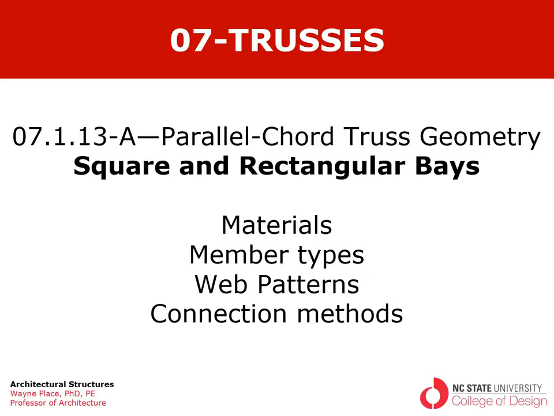We're going to deal with materials. We'll occasionally touch on wood, but by and large, we're going to deal with steel because steel works really well, both in tension and compression, and lends itself very well to high-quality connections which can develop the full strength of the members. We'll look at the member cross-section and try to understand what kinds of cross-sections we might choose for different circumstances. We'll also look at web patterns and the connection methods.